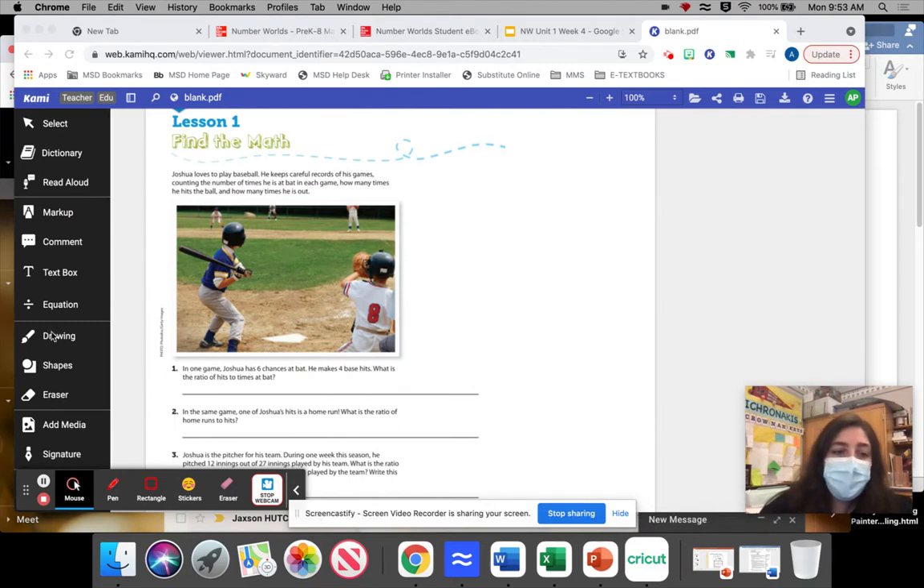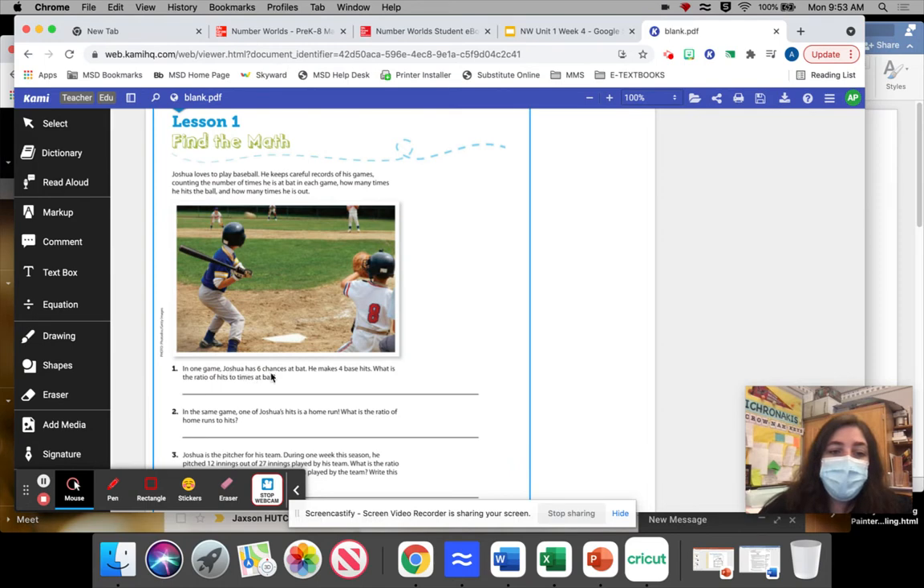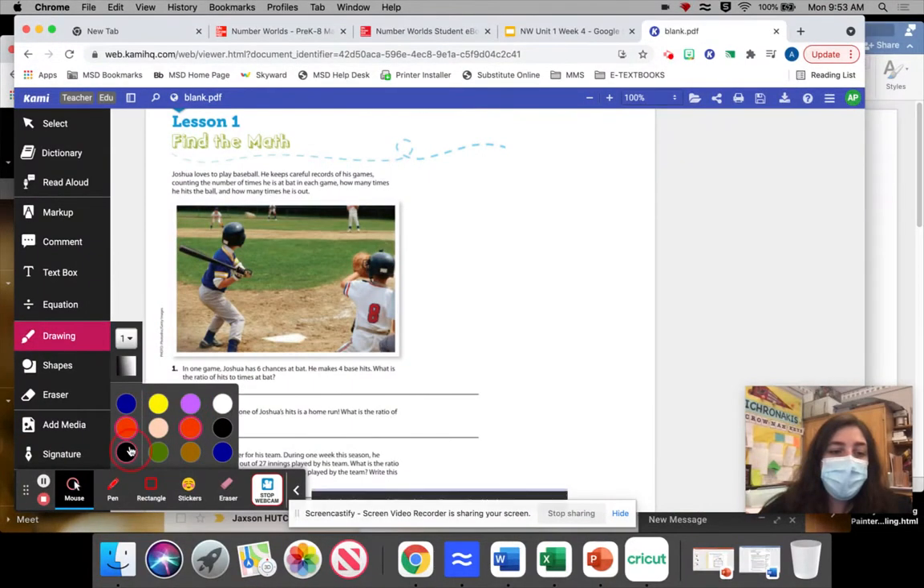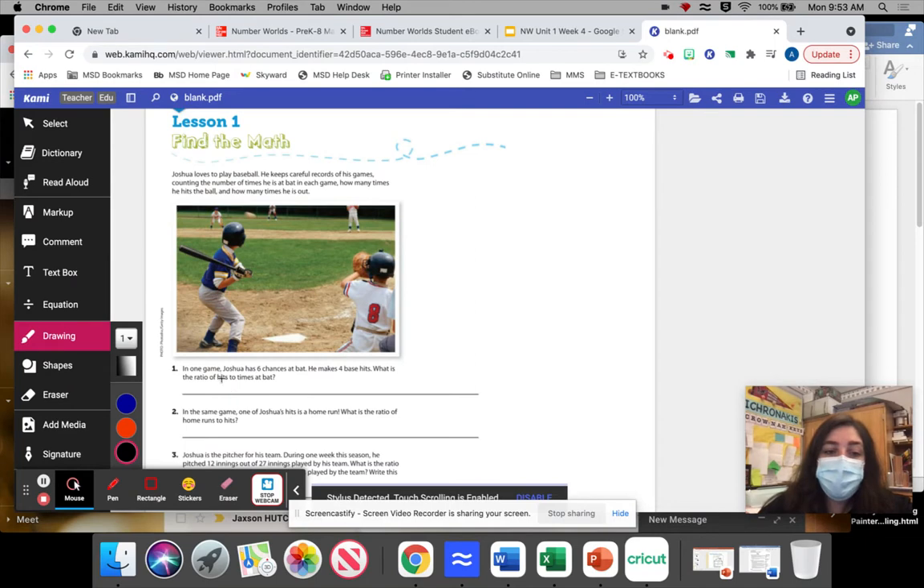So number 1 is saying in one game, Joshua has 6 chances at bat. He makes 4 base hits. What is the ratio of hits to times at bat? So most important thing is to look at what they're asking us, right? They're asking us for the ratio of hits to times at bat. So we know that he makes 4 base hits and that he has 6 chances at bat. So we're just going to organize this into a ratio.